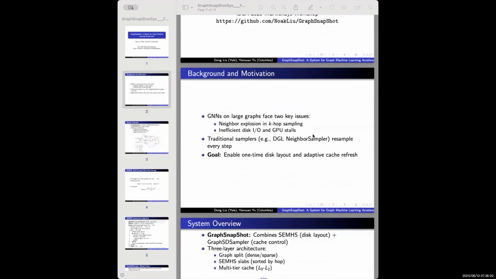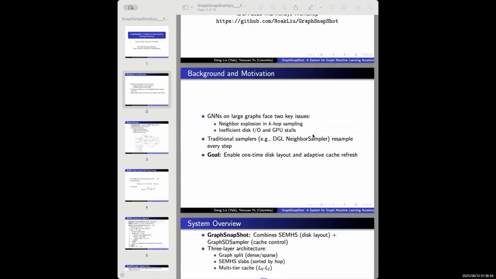Our background and motivation is that large graph neural networks suffer from two fundamental issues. The first one is the neighbor explosion problem. When we do sampling, say k-hop sampling, we tap k-hop neighbors and the number of nodes grows exponentially, leading to memory and computational overhead.